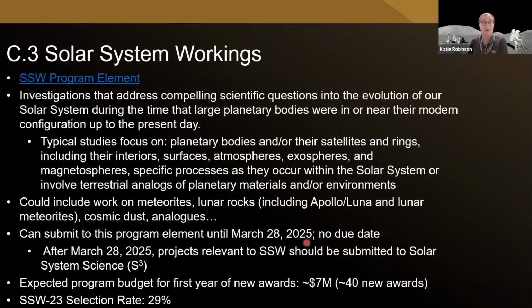Like Emerging Worlds, Solar System Workings has no due date. You can submit anytime in the ROSES year for your proposal to be considered. However, after March 28, 2025, projects that are considered relevant to SSW should be submitted to Solar System Science instead. The expected program budget for the first year of new awards for Solar System Workings this year, ROSES 24, is about $7 million, which is about 40 new awards. Last year, the SSW selection rate was about 29%.